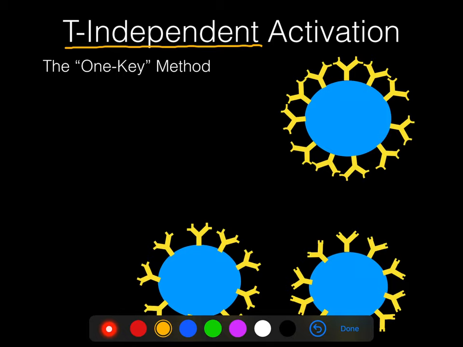Right? This is very fast. It produces a fast response, but it's dangerous. It bypasses a lot of the safety checks that are there to keep your B cells from killing you. So only very specific antigens can activate this method. Those are called T-independent antigens because they activate the T-independent method.